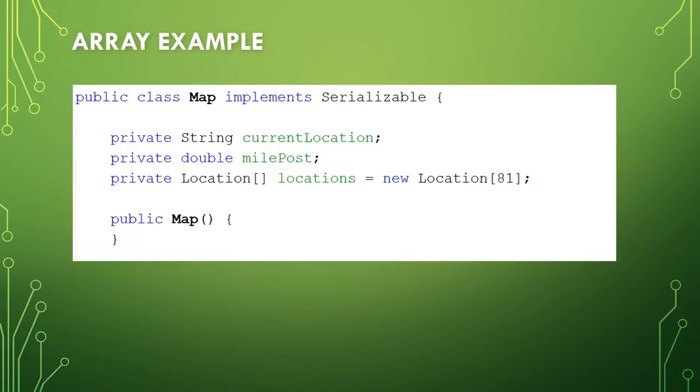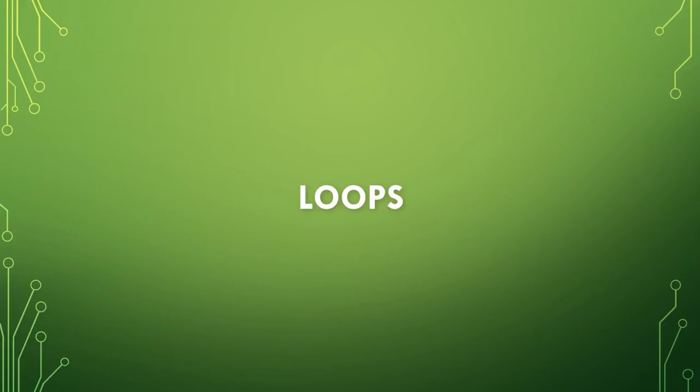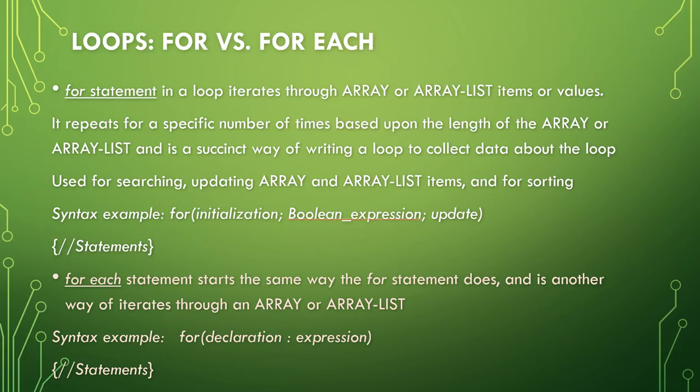Here's an example of a location array, and as you can see, there are 82 locations in my location array that the map utilizes. Next is loops. There are two kinds of loops, a for loop and a for each loop.